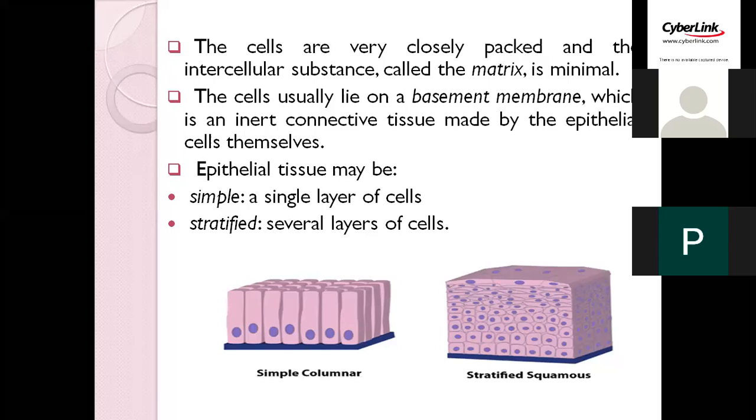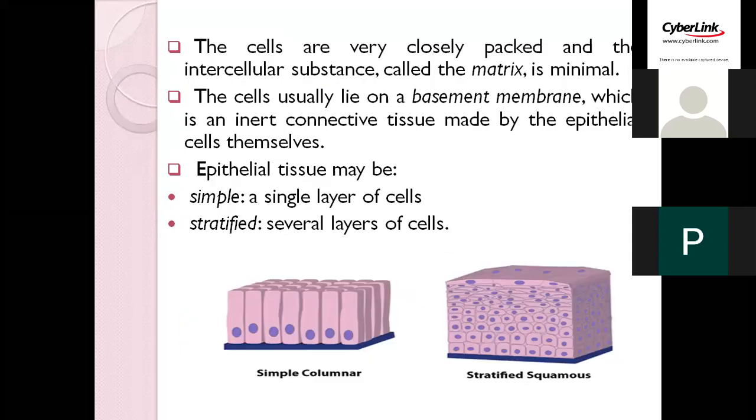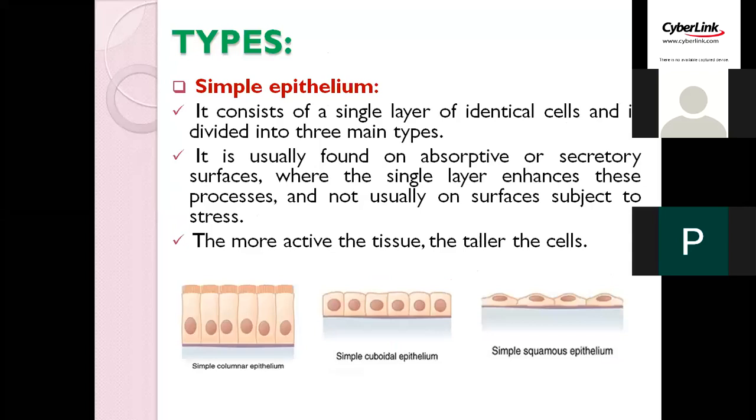Now we will see one by one. Under the simple, it is divided into three types, and under stratified it is divided into two types. Please be very thorough with this division. You might be a little confused because there are many divisions, but don't worry, if you go through it, you'll be able to remember. In the simple, we have three types.